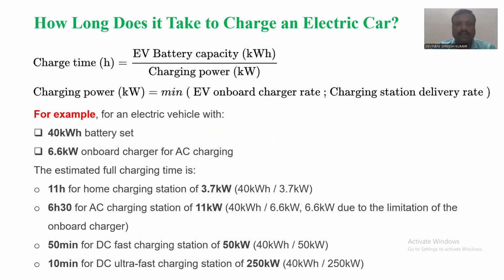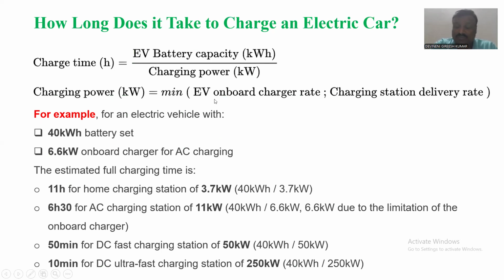And now, how we can calculate the charging time of an electric car. The charging time in hours is decided by the EV battery capacity in kilowatt hour divided by the charging power, or charger power, in kilowatts. Keep in mind that the charging power is nothing but the minimum of the EV onboard charger rate or the charging station delivery rate.